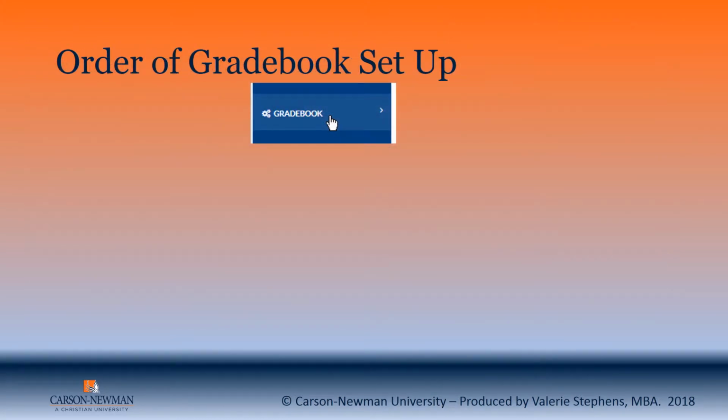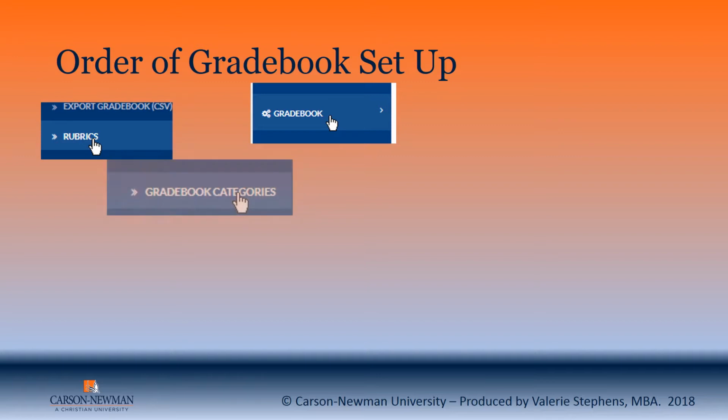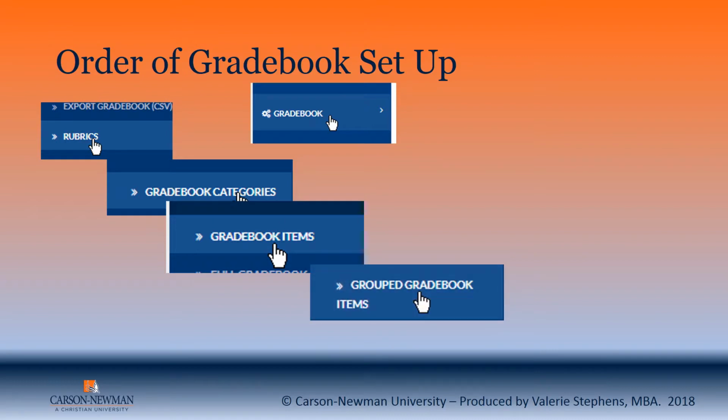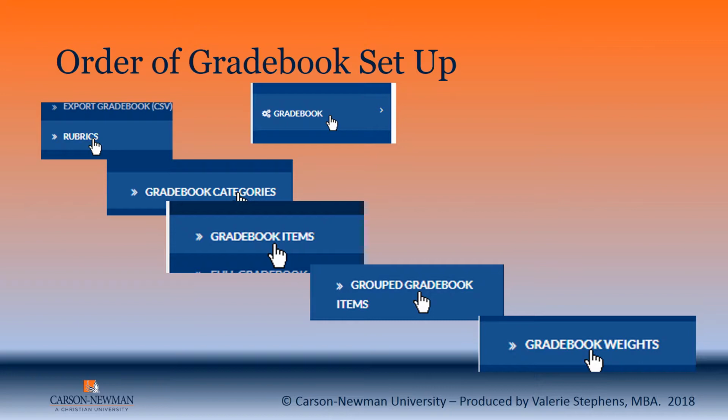The Edvance360 Gradebook is easy to use. It works best if you can set up the items in the following order: rubrics, gradebook categories, gradebook items, grouping gradebook items, and then gradebook weights. Note, at a minimum to use the gradebook, there must be at least one category set up before adding items.